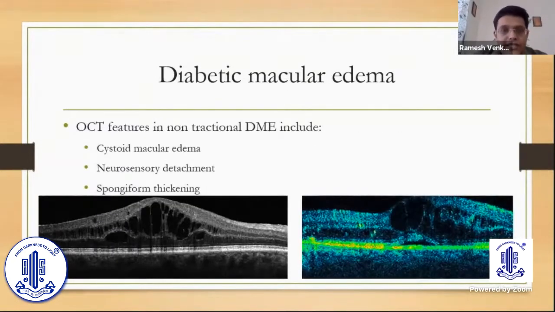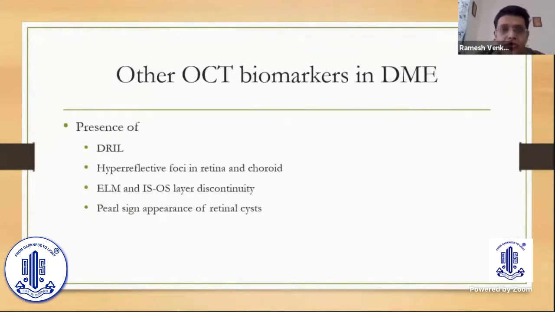So as we've already discussed over the previous four talks, the common features on the OCT for a diabetic macular edema, a non-tractional variety, are the presence of a cystoid macular edema, neurosensory detachment, and spongiform thickening. And the other OCT biomarkers which have been commonly discussed are the DRIL, the hyperreflective foci in the retina and choroid, the ELM and the ISOS layers, and also the outer deep capillary plexus. You can very clearly see the capillary dropouts and the flow void areas which are happening.